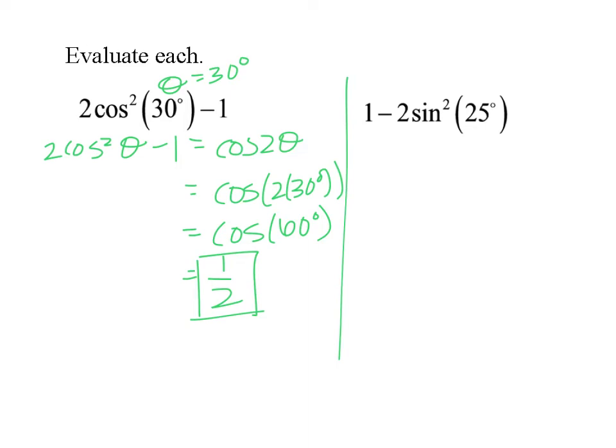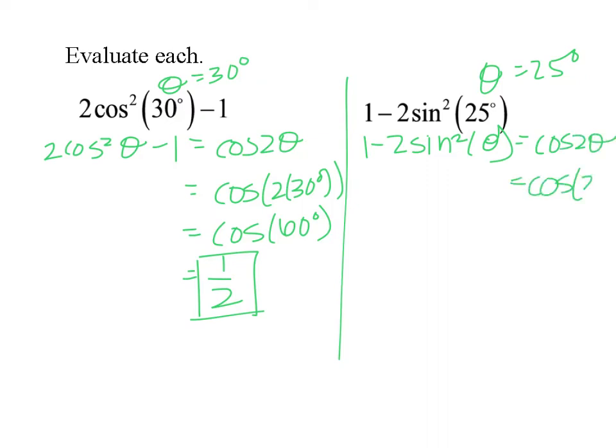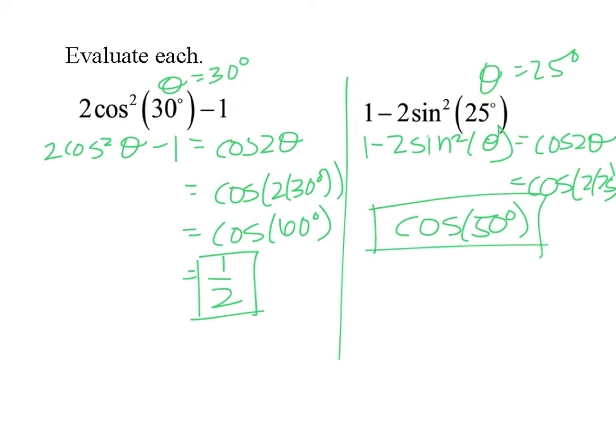All right, 1 minus 2 sine squared theta, where in this case theta equals 25 degrees. If I refer to my formula sheet, that's another cosine double angle identity. So this is equal to cosine of 2 theta. So cosine of 2 times 25, which is cosine of 50 degrees. And 50 degrees, we can't simplify cosine of 50 degrees anymore, at least using our unit circle.